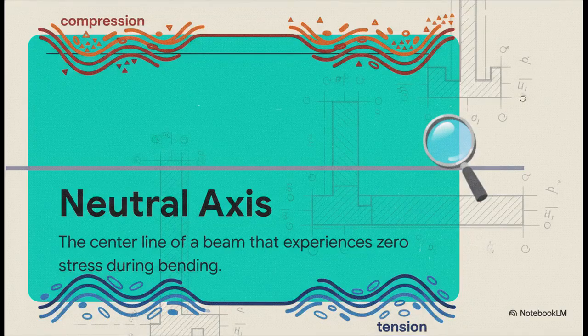Now, to get this, we have to talk about something called the neutral axis. Picture a beam bending. The very top edge is getting squished together. That's compression. The very bottom edge is getting pulled apart. That's tension. But right in the dead center, there's this imaginary line that's not getting squished or pulled. It's experiencing zero stress. That's the neutral axis. It's kind of the calm eye of the storm.